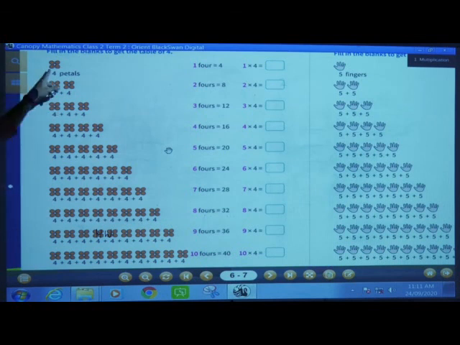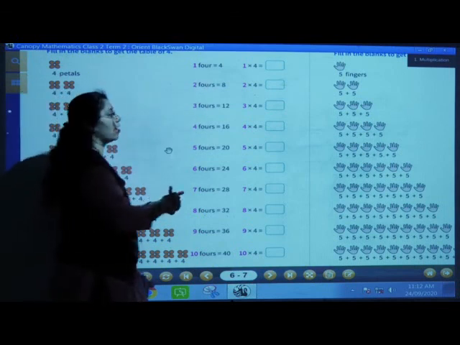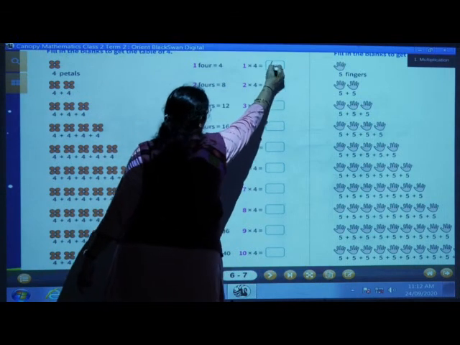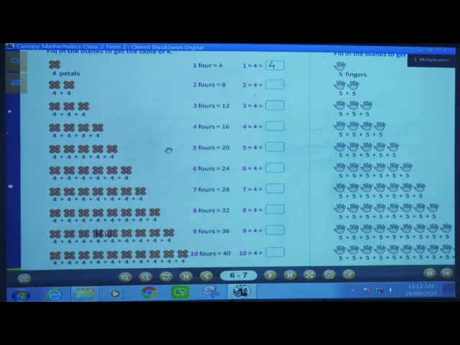What is this? Yes, this is a flower. The flower has 4 petals. Petals 1, 2, 3, 4. Okay. Only one flower is there and 4 petals are there. Means 1 4 is 4. One flower is there and it has how many petals? 4 petals. Therefore, 1 4 is 4.